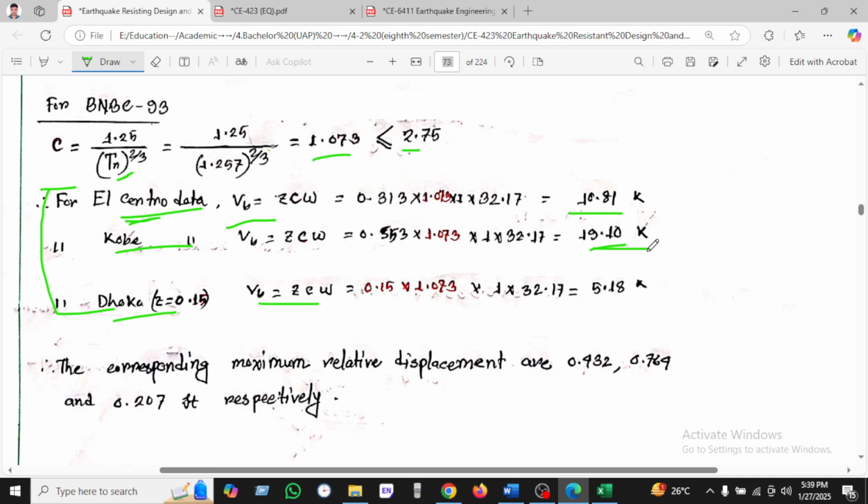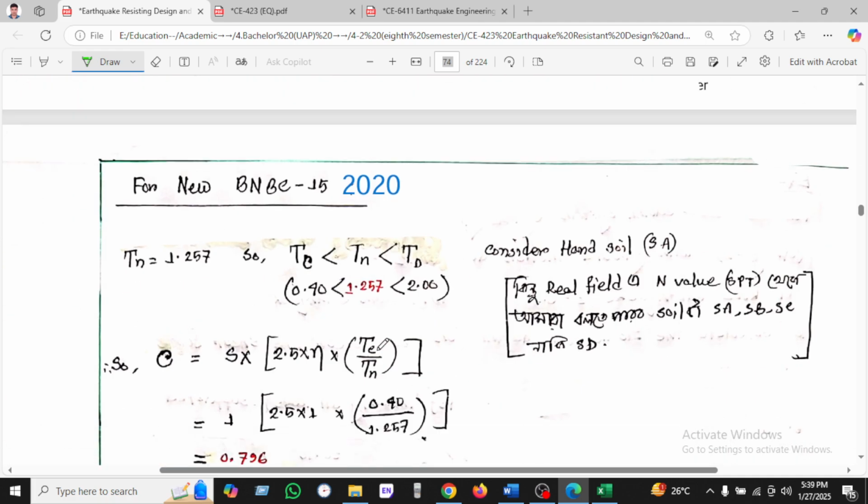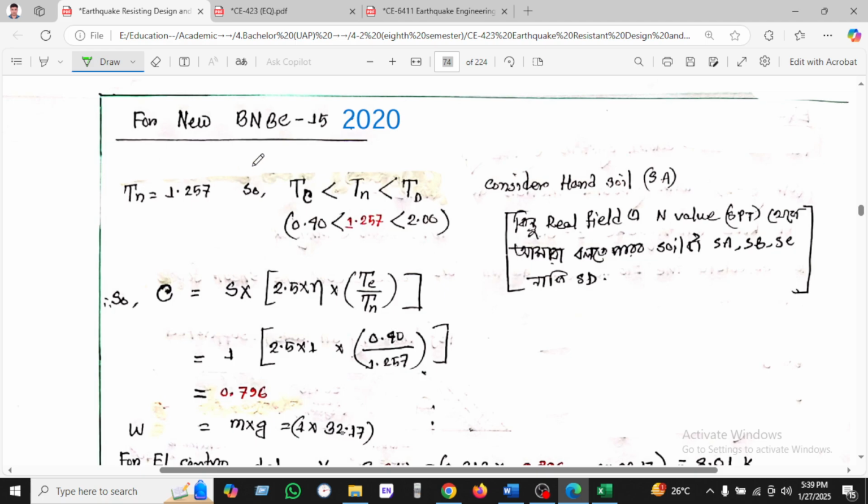motion, then we found 19.1. And if we use the base shear of Dhaka, then we found 5.1. The corresponding maximum relative displacements are 0.43, 0.76, and 0.27 respectively. Now we can see that from the new BNBC we will use this 0.17.